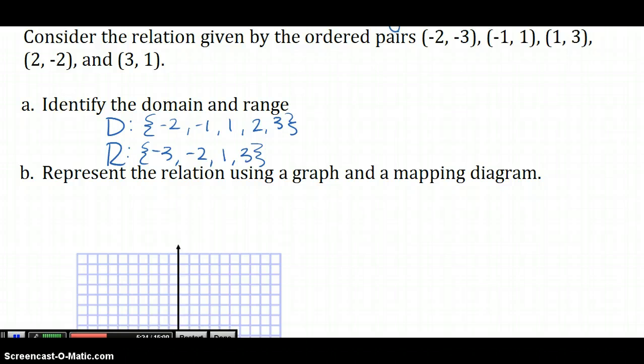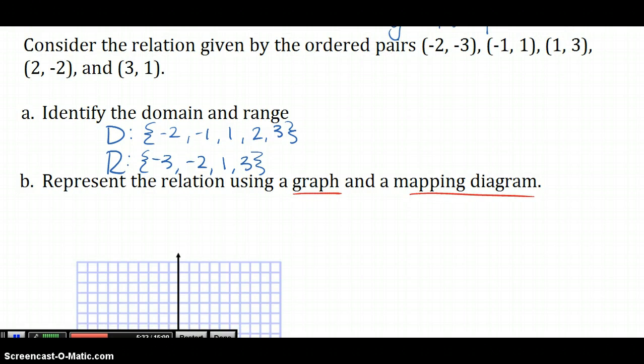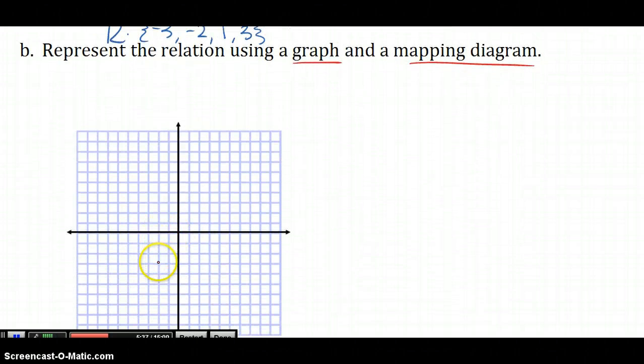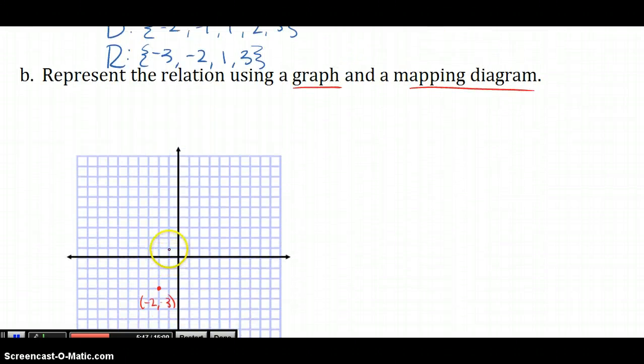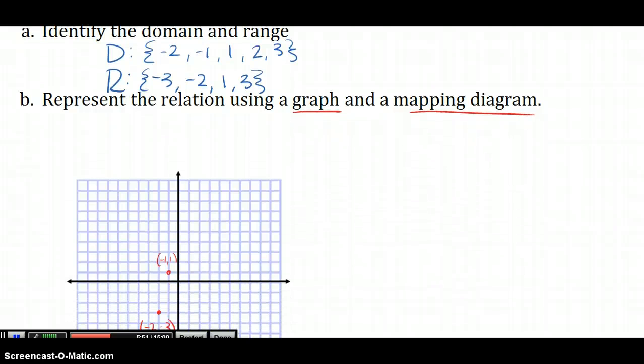Next, we want to represent the relation using a graph and a mapping diagram. First, to represent it as a graph, you just plot the points. Nothing too difficult. We have the point (-2, -3), which is going to go there. And we have (-1, 1), and (1, 3).